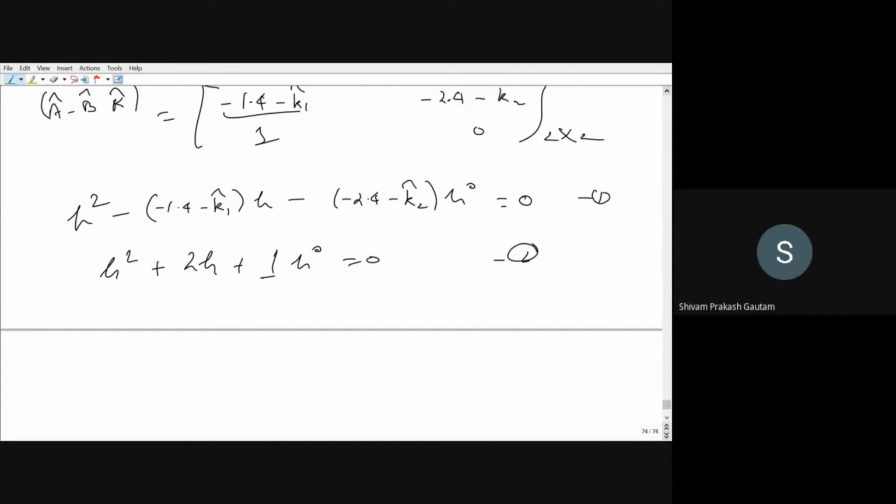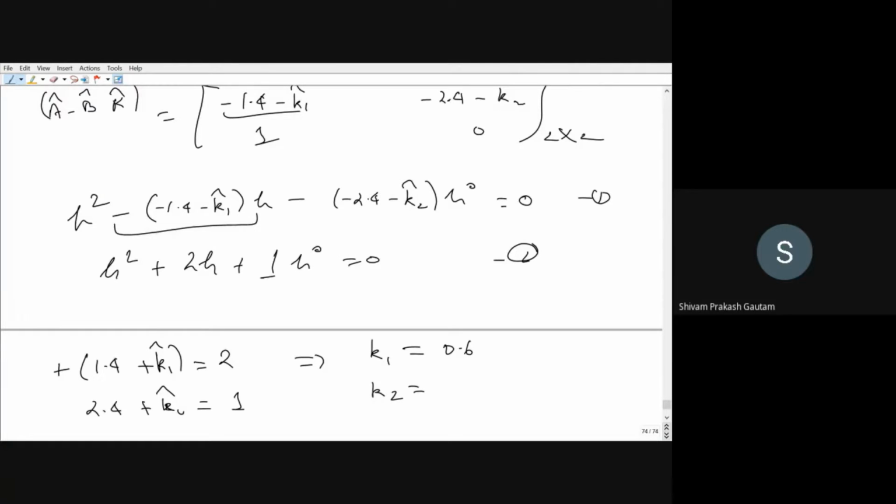This is minus minus, I'm cancelling it, so this will be equal to plus. 1.4 plus K1 cap will be equal to 2, and 2.4 plus K2 cap will be equal to 1. So from here K1 you can calculate it as, what will be the value of K1? 1.4 will go to that side, so this will be equal to 0.6, and K2 will be equal to how much? Calculate the value of K2.